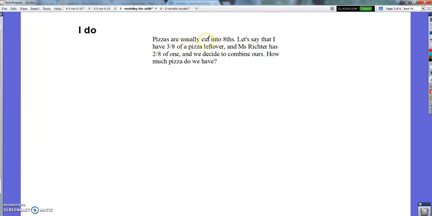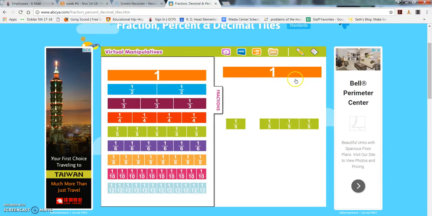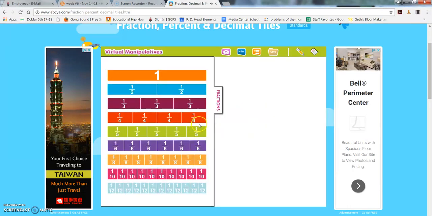It's like this. Say pizzas are usually cut into eighths. Let's say I have 3/8 of a pizza left over and Miss Richter has 2/8 of one, and we decide to combine ours. How much pizza do we have? In this case, we just have a question adding two fractions, right? I have 3/8 of a pizza and I want to add to that Miss Richter's 2/8 of a pizza. And so I want to model how that looks. You can probably already see it in your head.